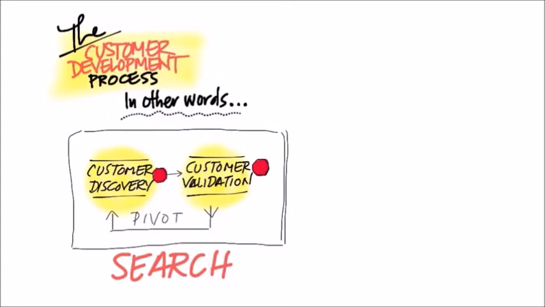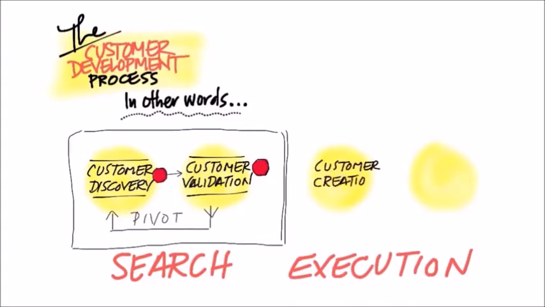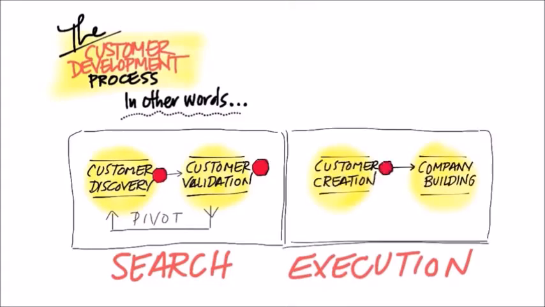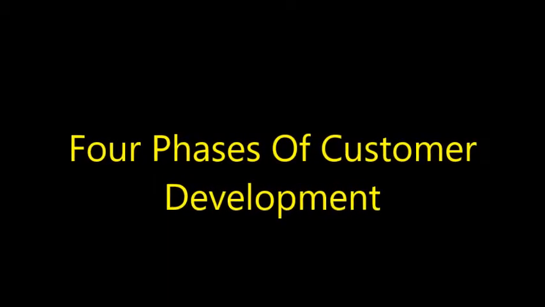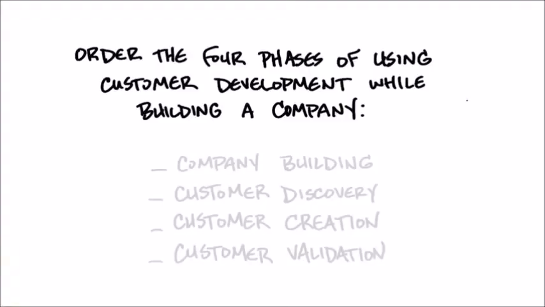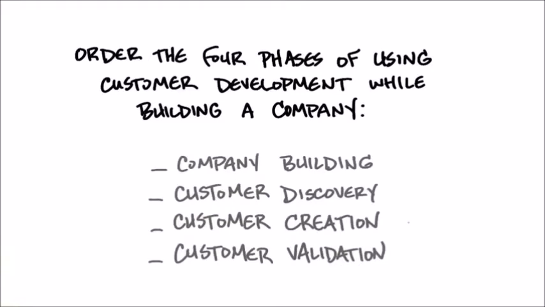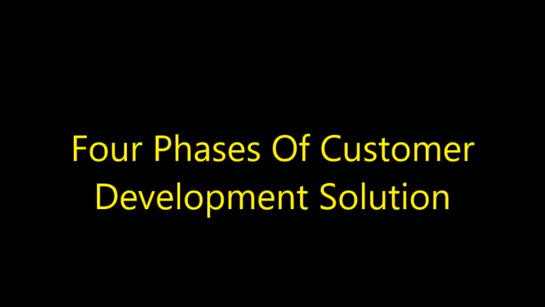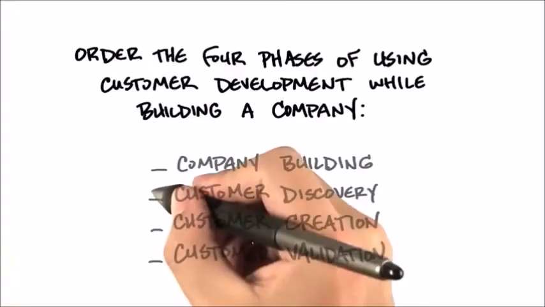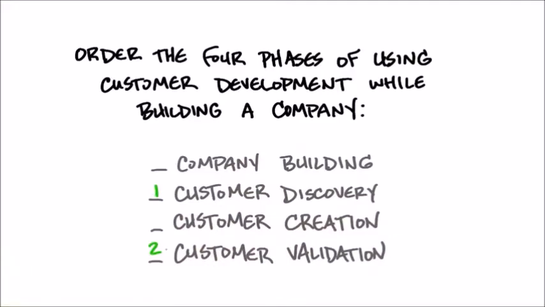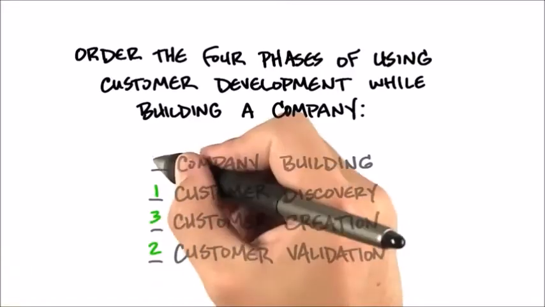Once you find this repeatable and scalable business model, then you go into the execution phase of customer development. And that's about creating end-user demand and scale, called customer creation, and then building the organizations to actually build your company for scale by transitioning from customer development into a functional organization that's oriented for constant and rapid execution. So what are the 4 phases of using customer development when building a company? The order is customer discovery, customer validation, customer creation, and company building.